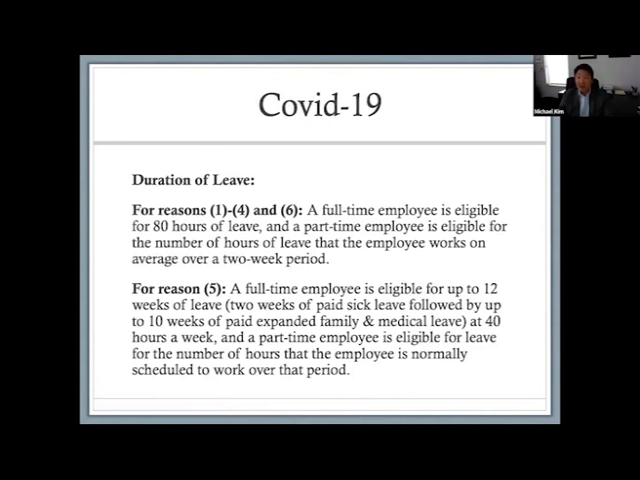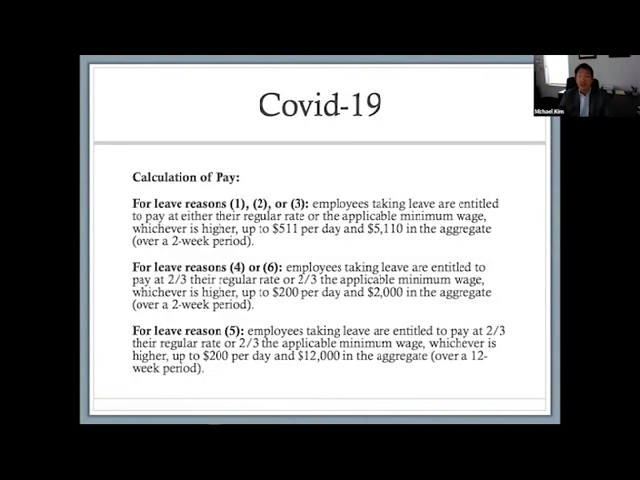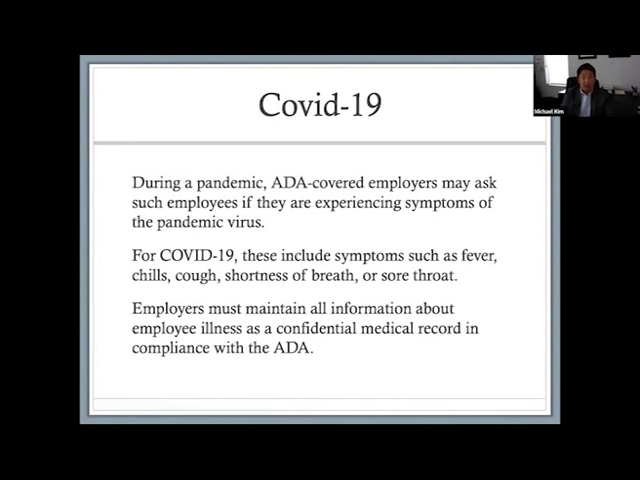And going on to the next one, you'll see this is how the pay is going to be calculated. And one thing to note, notice how there are maximum amounts when they're talking about your regular rate or the applicable minimum wage, whichever is higher, but then it says up to $511 or $5,110. So it's not going to be a huge amount, but this is what has been put in place so far. Now, going to the next one, I went to the EEOC's website.